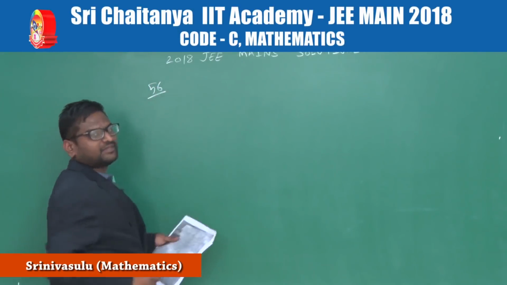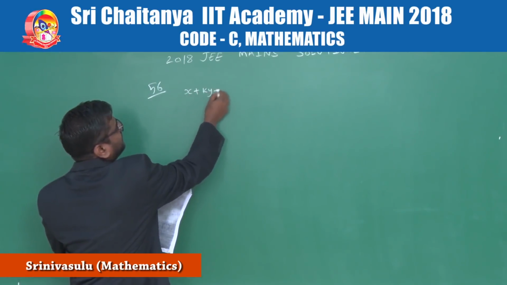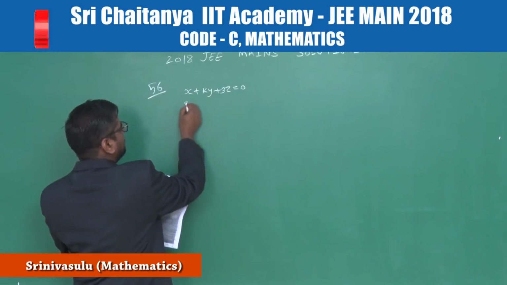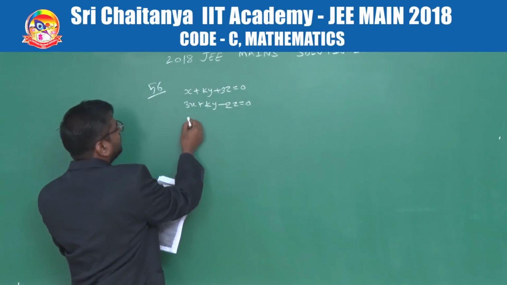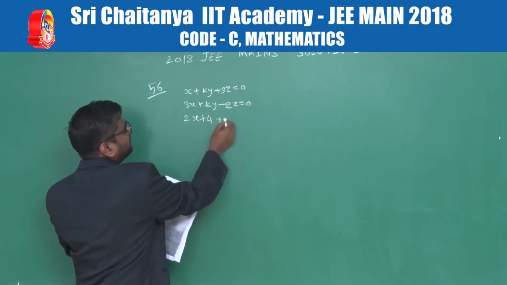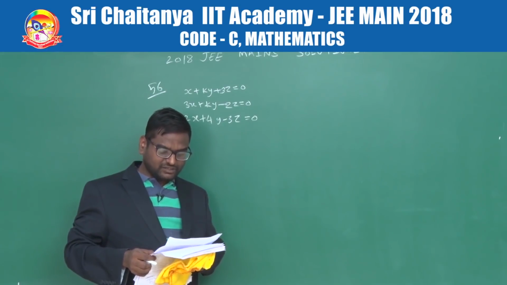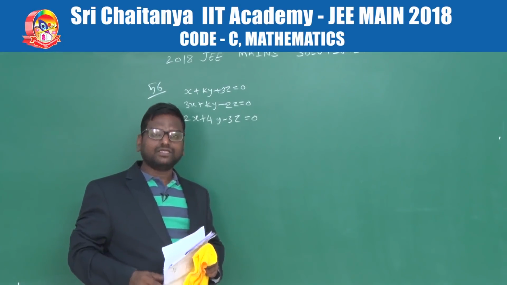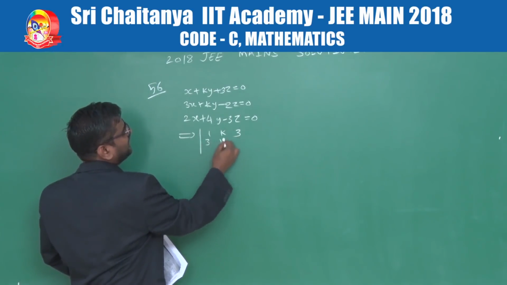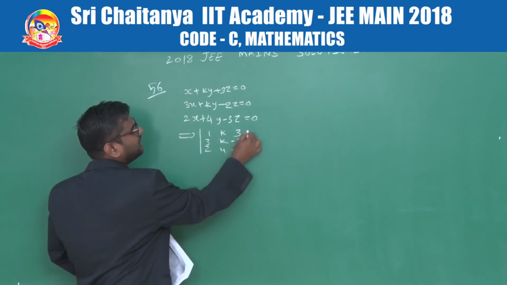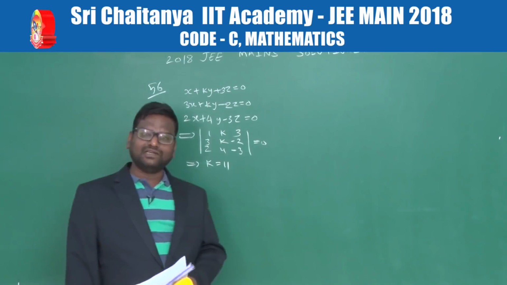Question 56. What they have given is a linear system of equations: x plus ky plus 3z equals 0, 3x plus ky minus 2z equals 0, 2x plus 4y minus 3z equals 0. They are saying the system has a non-zero solution (x, y, z). So immediately we know the determinant should be equal to 0. So the determinant with rows 1, k, 3; 3, k, minus 2; 2, 4, minus 3 equals 0. Solving, we get k equal to 11.